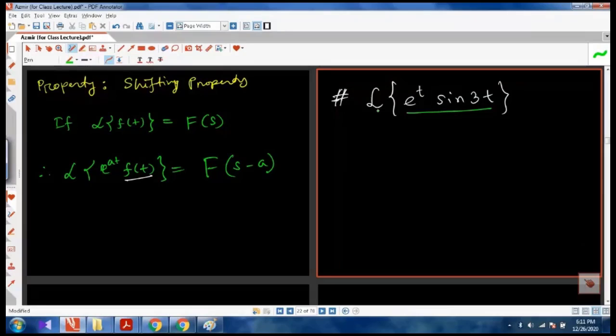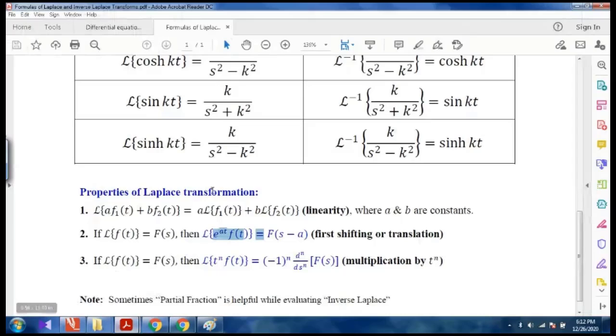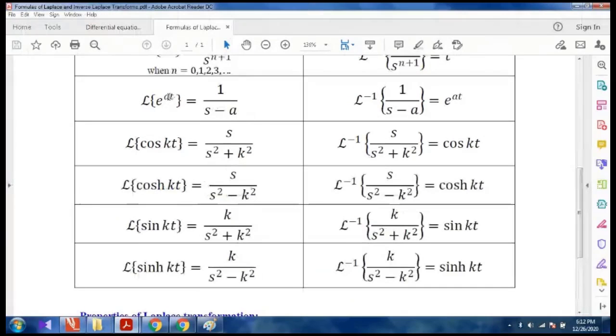So it is going with this property, Laplace transformation of e power at f of t. So try to note down the value of a. Compare this one with this: Laplace transformation of e power at. What is the value of a here? 1. A is 1.